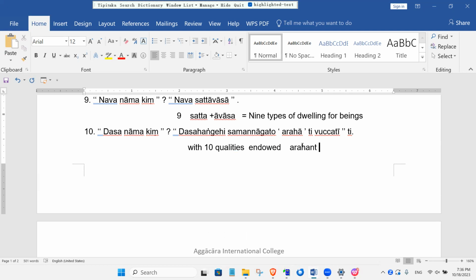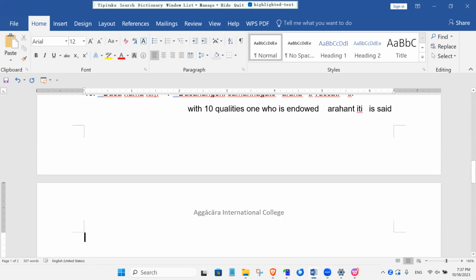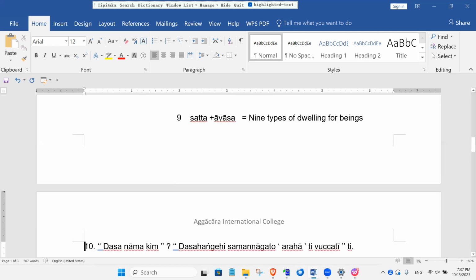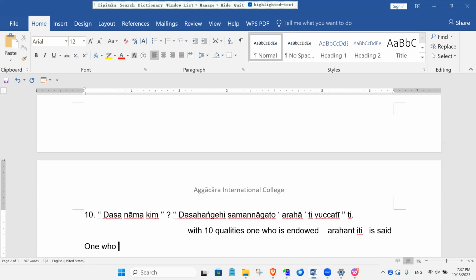So with the iti, uccati is said. So who is said? Here the word means somebody. Okay, one who is endowed with 10 qualities is said to be an Arahant.